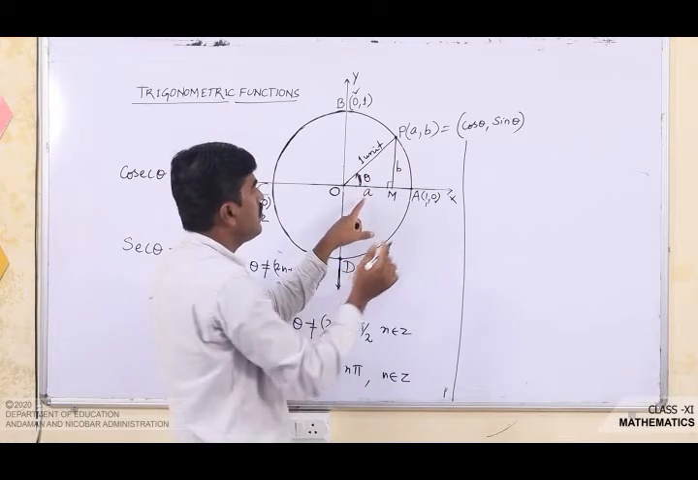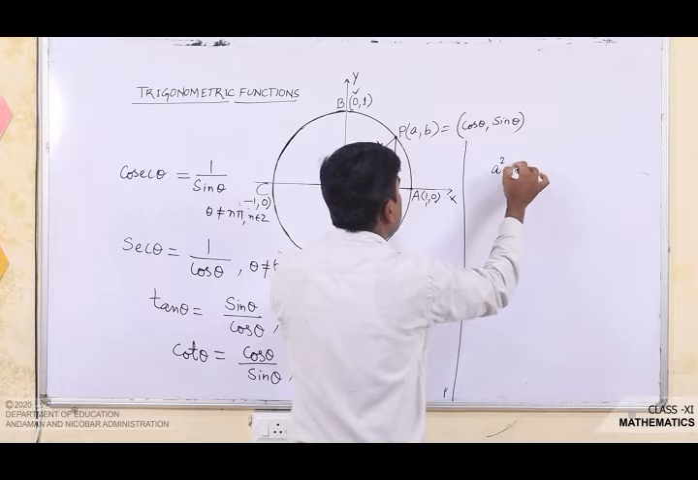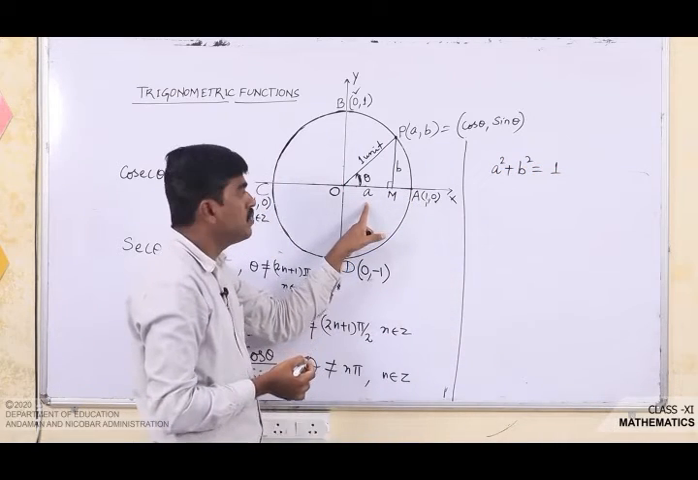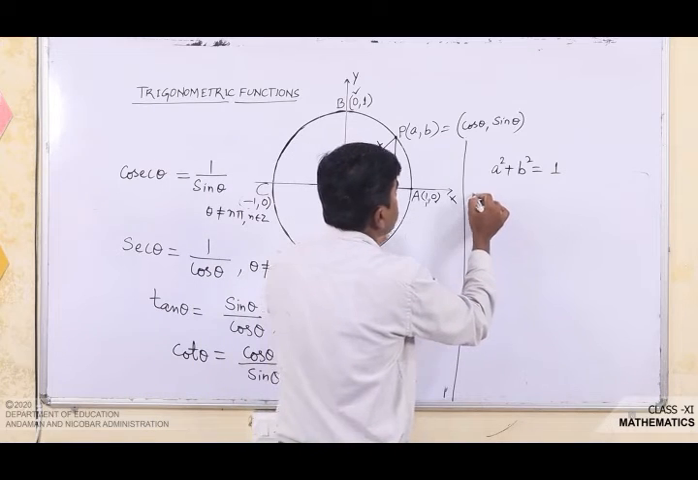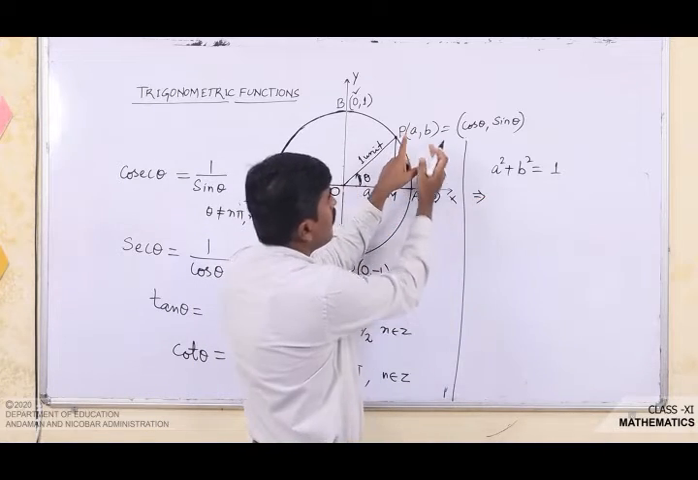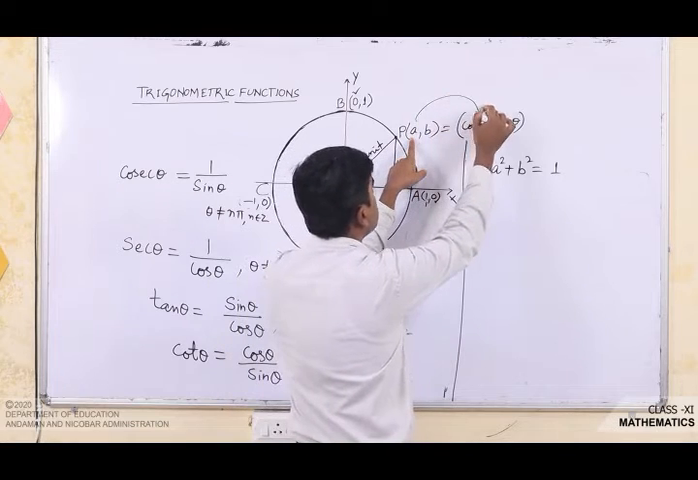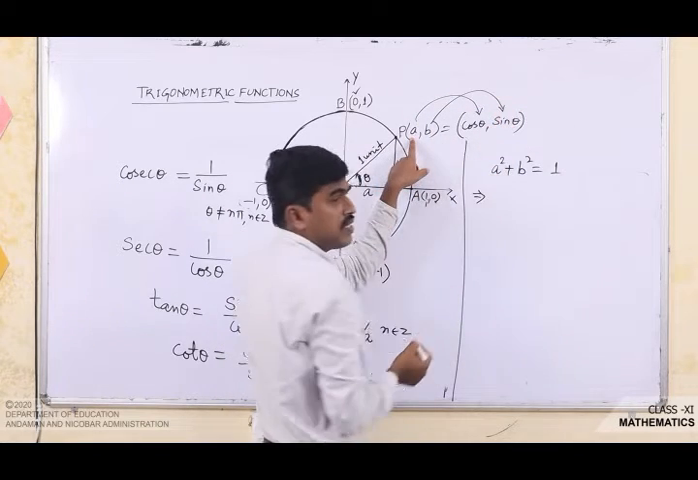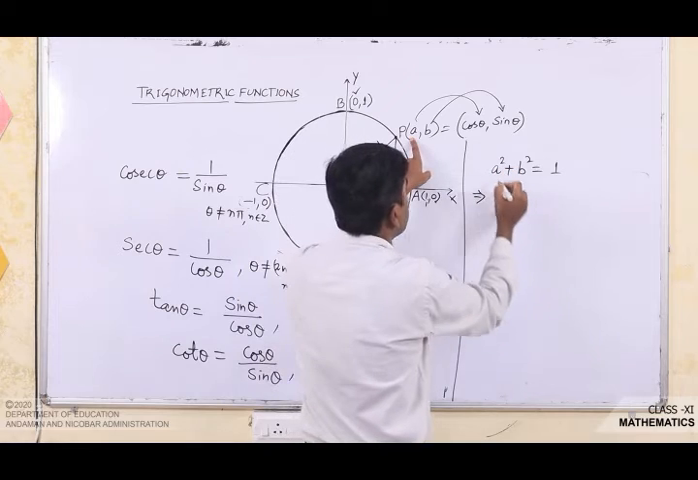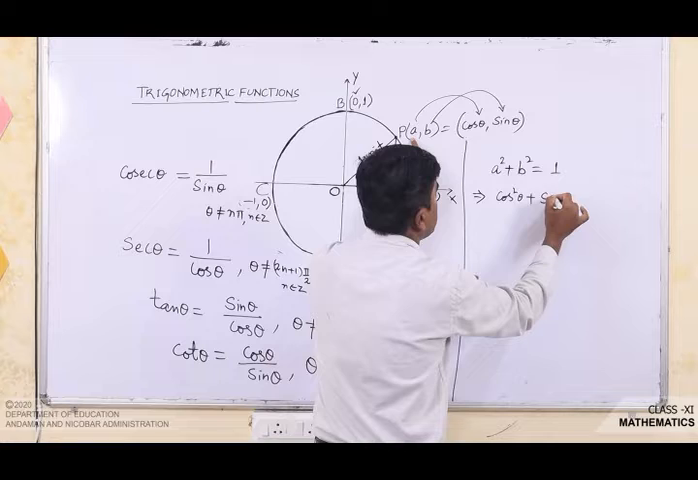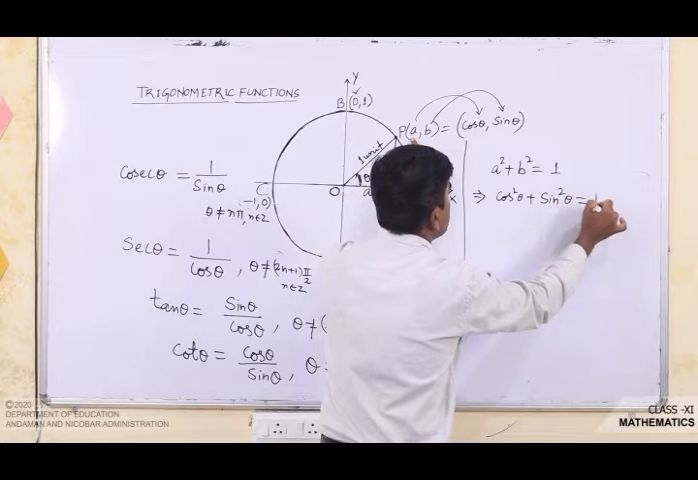So in this triangle we have A square plus B square is equal to 1 using Pythagoras theorem. Now what about the coordinates of the point P, (A, B)? Here A is equal to cos theta and B is equal to sin theta. So we can put A as cos theta and B as sin theta, so we will get cos square theta plus sin square theta is equal to 1.